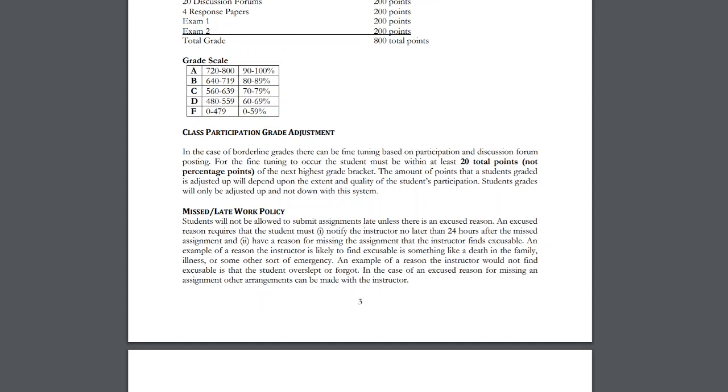First, you need to notify the instructor no later than 24 hours after the missed assignment. So for instance, if the exam is due at the end of the day on Friday, you would just need to let me know why you missed the exam no later than the end of the day the next day, on Saturday. Second, you have to have a reason for missing the assignment that the instructor finds excusable. Something like, I simply forgot or slept through, which would be odd for an assignment that's due at the end of the day, would not be an excusable reason. But a family emergency or an illness or a natural disaster, those sorts of things certainly would be excusable reasons.